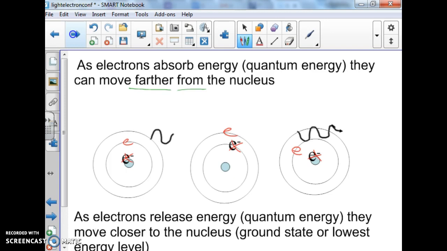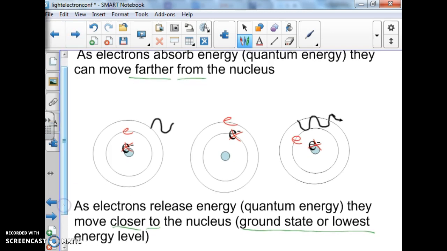As they release energy, they move closer to the nucleus, and then you're doing all of this last part here. Meaning that they get closer to the ground state or lowest energy level. So they gain energy and jump up, lose energy and fall back down. That's really what I want you to get out of what we've been talking about the last few minutes. They gain energy and jump up an energy level, and when they do that, they absorb some energy. When they fall back down, they release these bands of color.